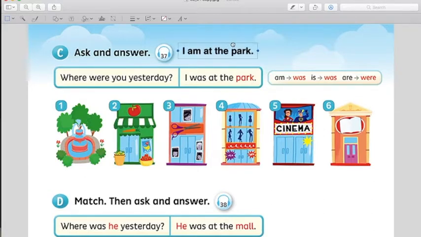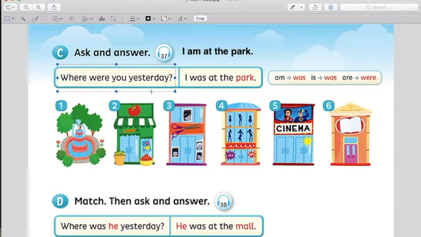I am at the park. If I ask you, where are you going today? I am at the park. Or where are you today? I am at the park. But the question is a past tense question. Past tense. Where were you yesterday?